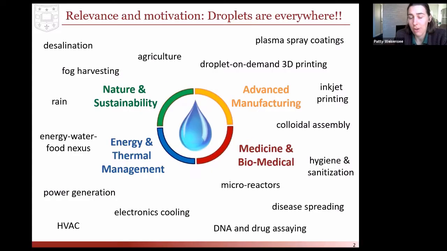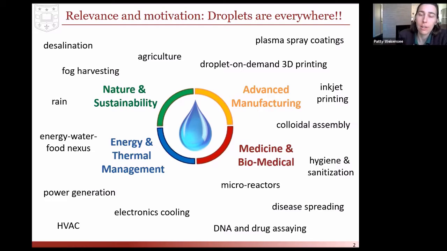So why droplets? Well, they're just really everywhere in nature and in a lot of our industrial processes. Definitely rain, but also agriculture. If you think about irrigation, advanced manufacturing now uses a lot of droplet-based techniques. Definitely medicine, biomedical. If you think about DNA assaying, or right now with COVID, we're all familiar with droplets that spread diseases. And really the focus of my work so far has been energy and thermal management, where if we think about electronics cooling or the energy water food nexus of how to optimize processes.